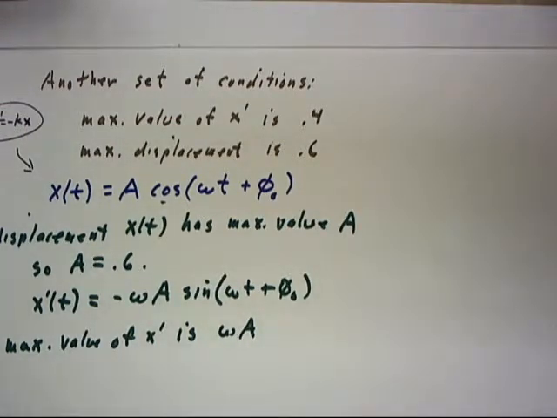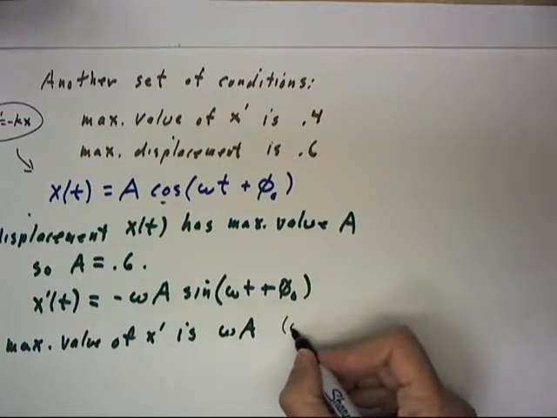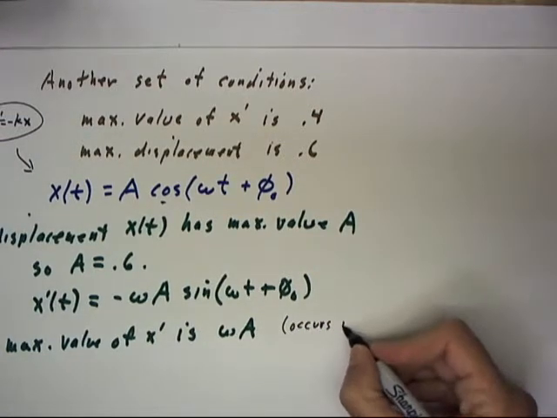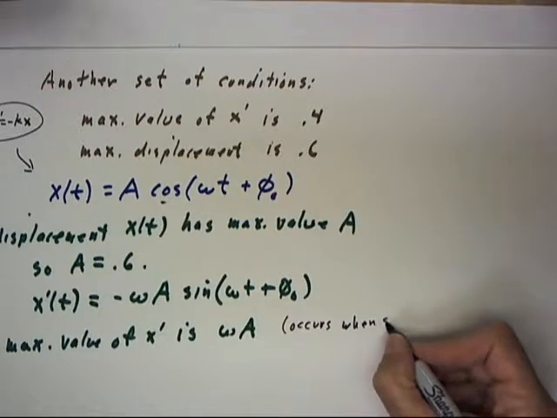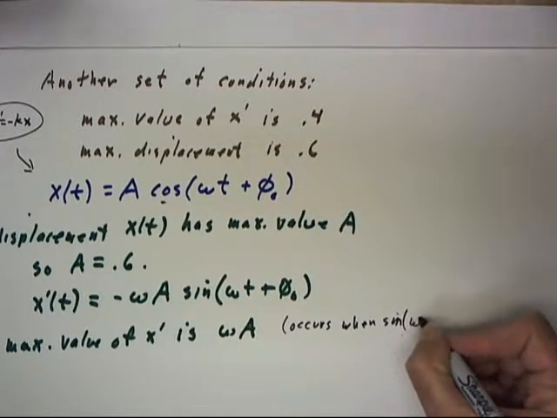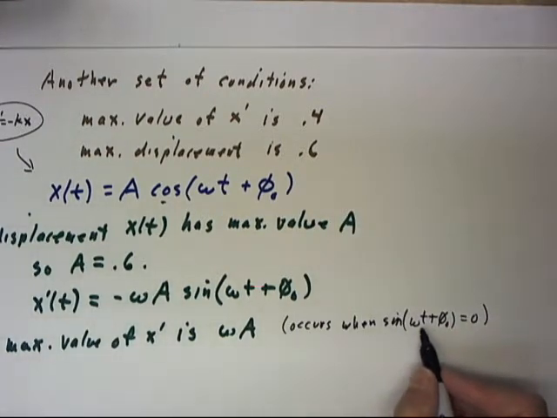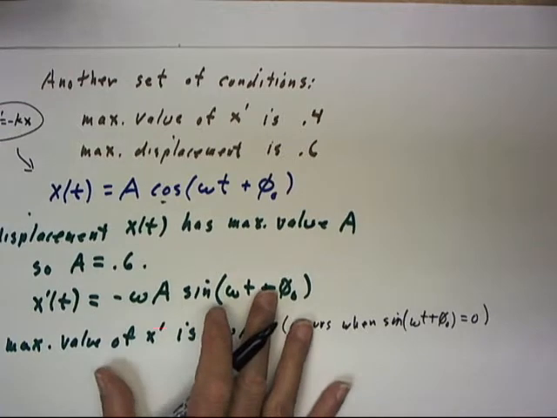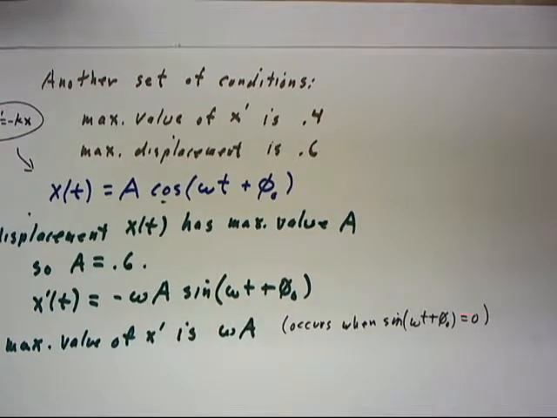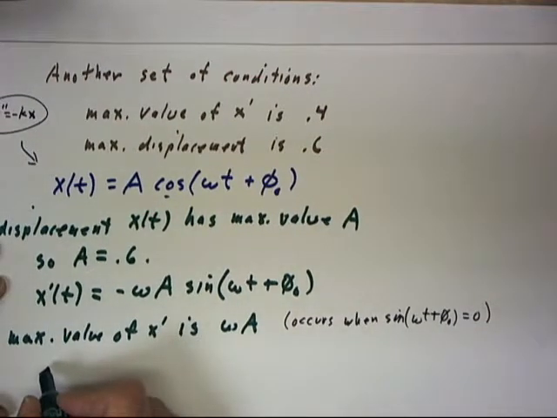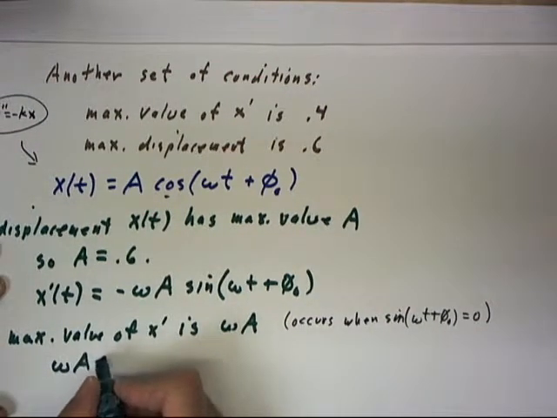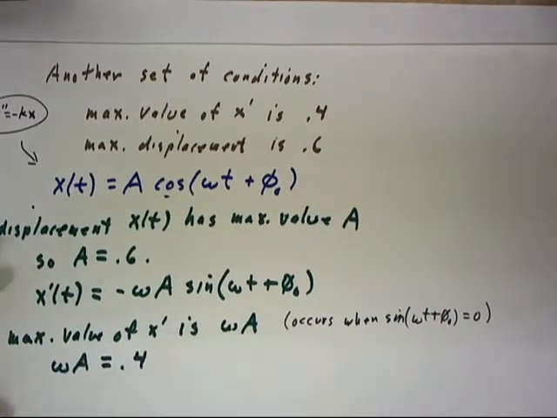Okay, so this occurs when sine of omega t plus phi naught equals -1, at whatever value or values of t this holds. We're going to get this maximum value. So that omega a equals 0.4.